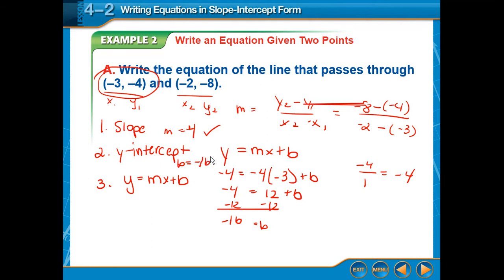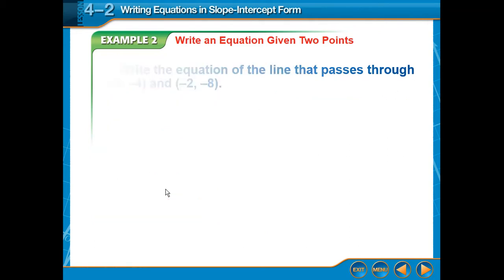Okay, so now I have b and m. So my last step is just to use those two things. I don't need the points anymore. Once I have m and b, those are the only things I'm putting into my new equation. So my equation is y equals -4x minus 16. And that is your final answer. So you just find the slope, the intercept, and plug them in.